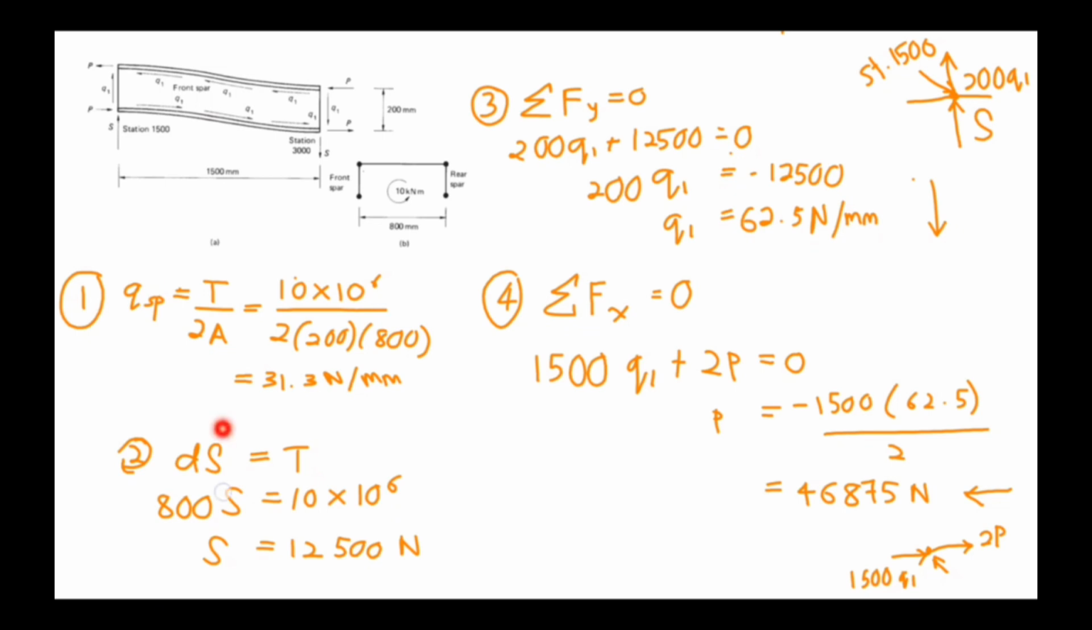Next, we need to find the shear loads S. Consider this figure B. We can assume that the shear loads in the front spar and the rear spar form a couple at any station in bay 2, which is equivalent to the applied torque. From this statement, we can write the equation: the distance between the front spar and the rear spar times the shear load is equal to the torque. After we substitute the values, we get the shear load equal to 12,500 Newton.